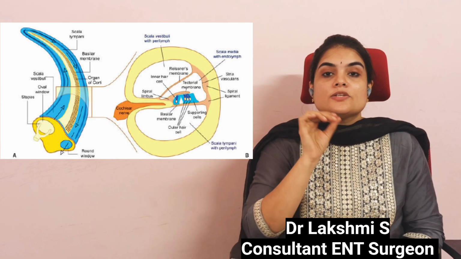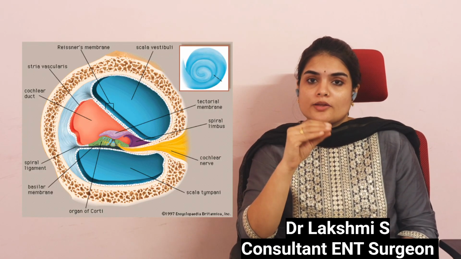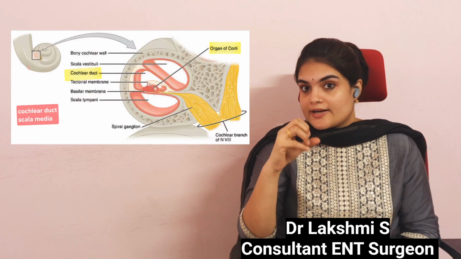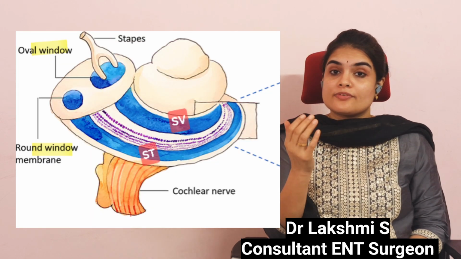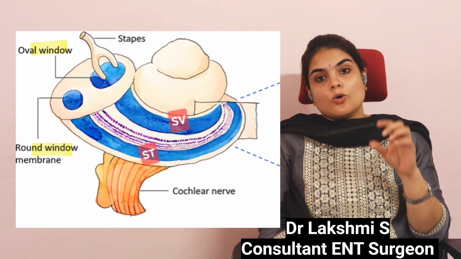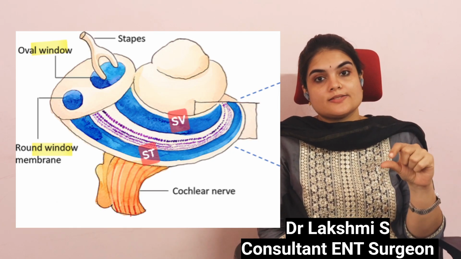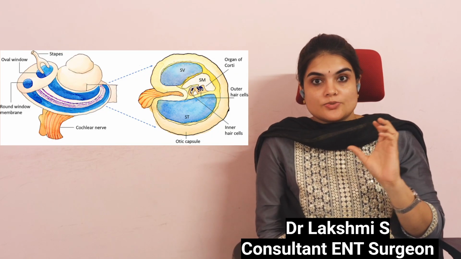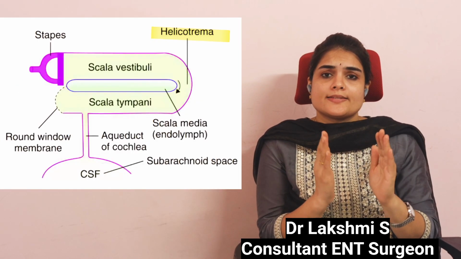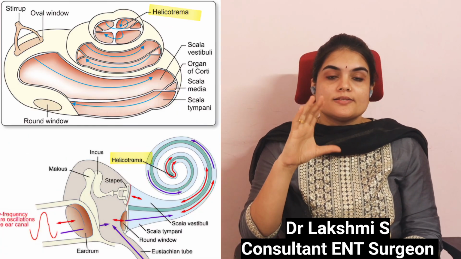The scala media, the central one, is also known as the cochlear duct. Our sensory organ for hearing, the organ of Corti, is present in the scala media. And you know that the scala tympani and scala vestibuli have connections to the middle ear. That is, the oval window is related to the scala vestibuli, connecting the stapes footplate to the scala vestibuli, and the round window connects the scala tympani to the middle ear. The scala vestibuli and the scala tympani merge at the apex at the helicotrema. The apex of the cochlea is known as the helicotrema.